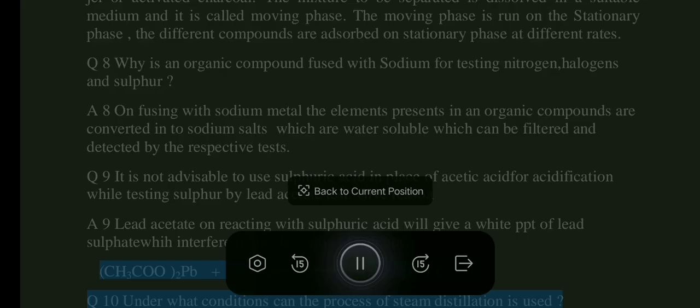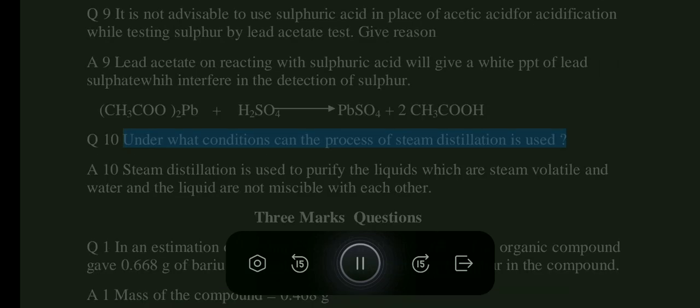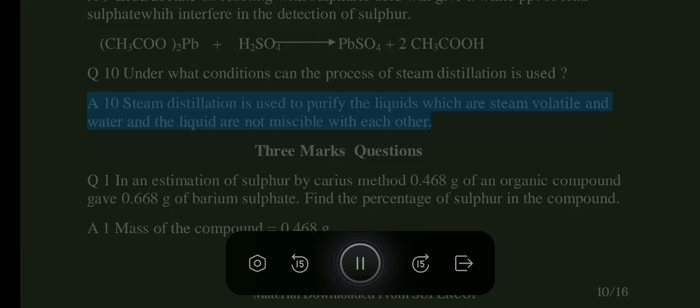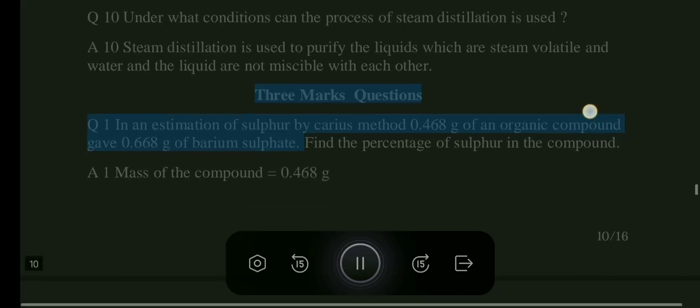Q10: Under what conditions can the process of steam distillation be used? A10: Steam distillation is used to purify liquids which are steam volatile, and the water and the liquid are not miscible with each other.